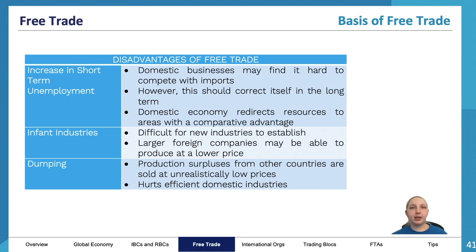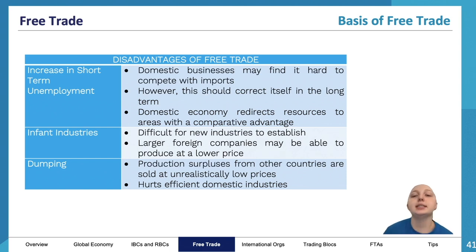The third reason is dumping. Now, dumping is typically the only disadvantage of free trade that economists generally agree on. It is probably the one problem with free trade that cannot organically be fixed. So essentially that in the long term won't correct itself. Essentially, dumping is when production surpluses from other countries are sold at unrealistically low prices in a different country. And it does hurt efficient domestic industries.